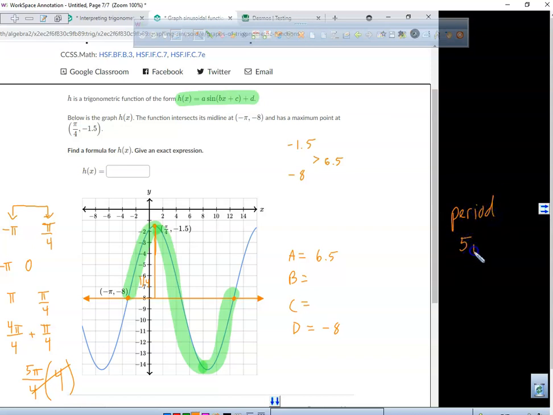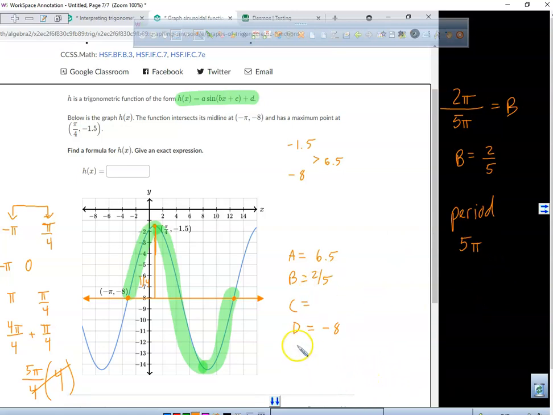You're like, what does that mean? If you get a period of 5 pi, how do you find your b value? 2 pi over the period of 5 pi equals the b value. So now I know my b value is 2/5. Okay, so my b value is 2/5.